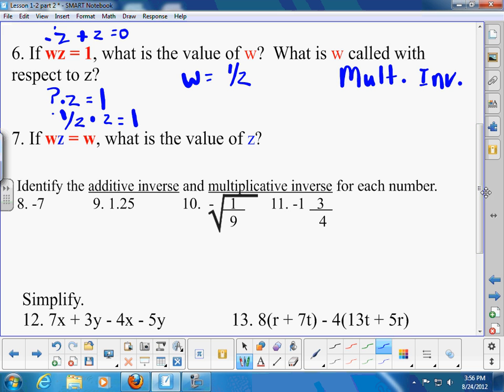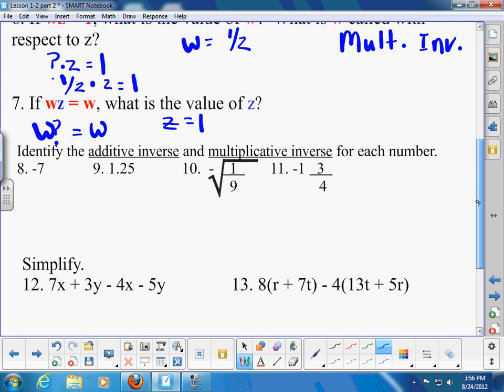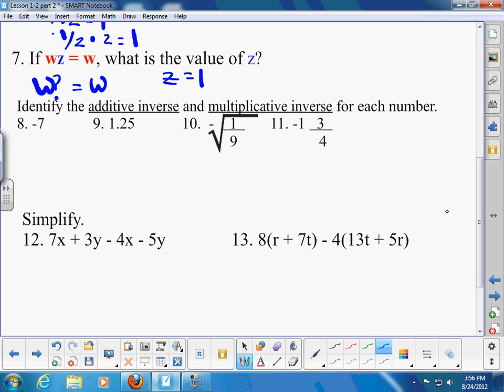And number 7, I believe number 7 is easier than number 5 and number 6. If w times z equals w, what is the value of z? This time we want to know what is z. So w times something has to equal w. Well, the only thing that could go in the place of that question mark is 1. W times 1 is the only way to equal w. And we're not asked, but what is z called with respect to w? In other words, what property is illustrated here? That would be the multiplication identity.